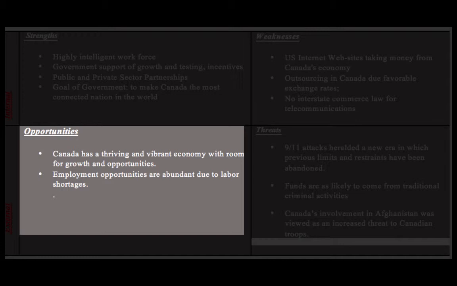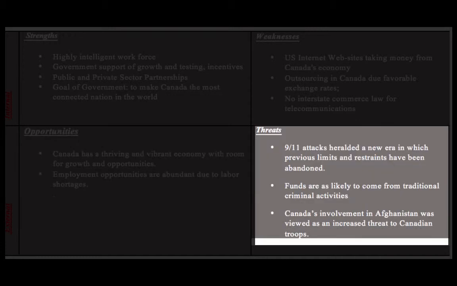Some of its threats include the 9/11 attack, which has brought a new era in which previous limits have been abandoned. Also, some funds have been observed to be from traditional criminal activities. The main threat going on in Canada right now is its involvement in Afghanistan, which has increased threats to the Canadian troops.